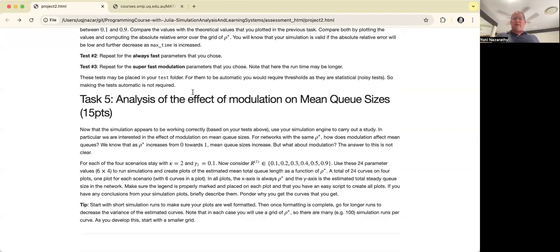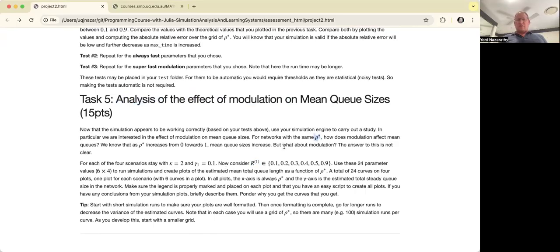Finally, you get to task 5, which is to use your code for analyzing something that's not really known. If it's interesting, it can even be a basis for a start if there's then some theory, a research paper in the field of applied probability, stochastic modeling, queues and stuff like that. But this is just a project to do something. What we're asking you to do here is to see what modulation does to the mean queue sizes.